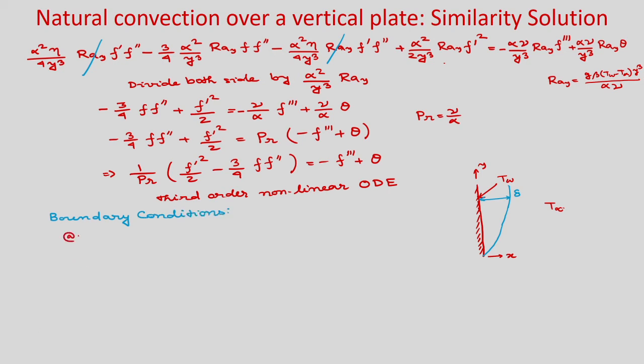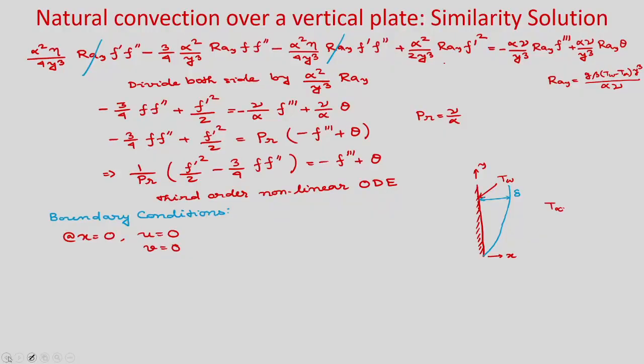So, you can see at x equal to 0 you have no slip boundary condition, that means u is equal to 0 and v is equal to 0. Okay. So, that means at eta is equal to 0, if you put u is equal to 0. So, you can see the u scale.